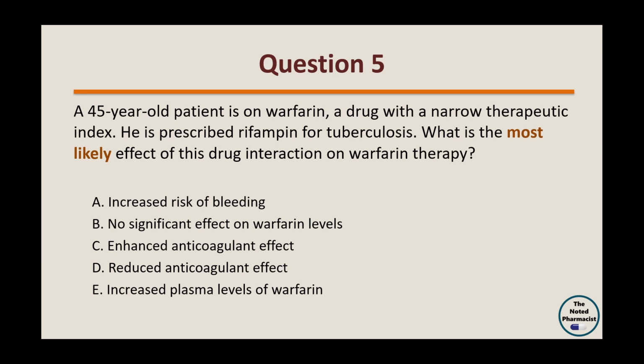Option A, increased risk of bleeding. Option B, no significant effect on warfarin levels. Option C, enhanced anticoagulant effect. Option D, reduced anticoagulant effect. Option E, increased plasma levels of warfarin.